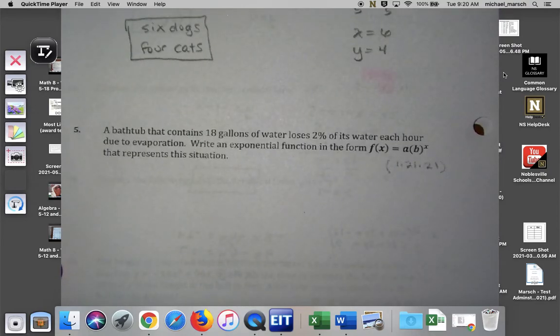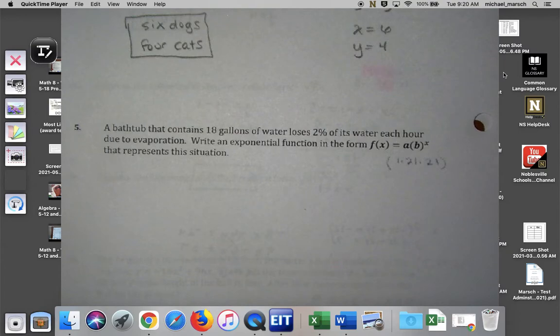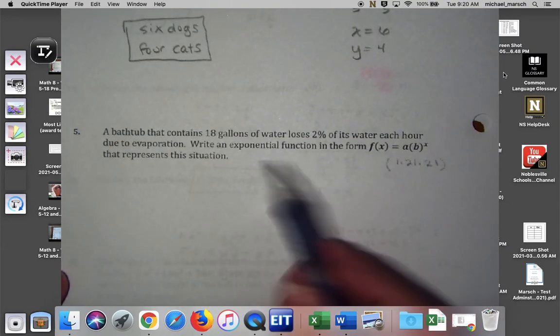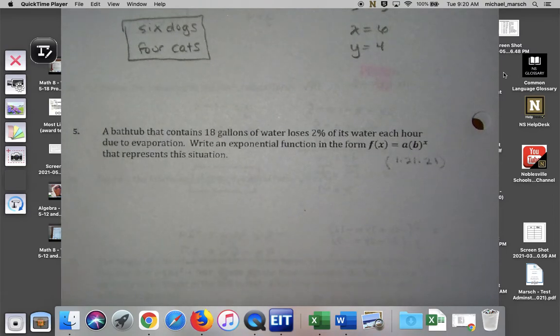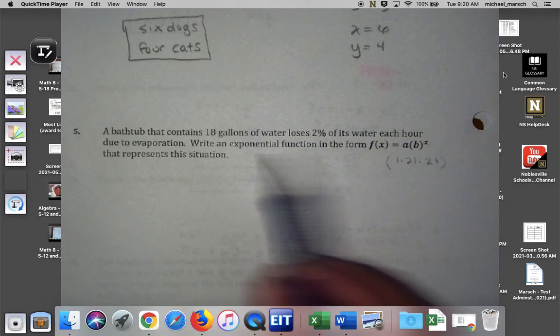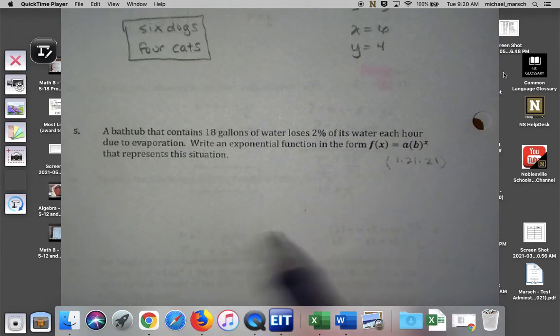All right, number 5, we have kind of like a mixture-ish type problem. It's kind of like exponential decay. So what they're looking for is, what would the function be? We're not actually solving anything. We're not going to find out how much water there is left after 7 hours even. We're just going to write a function that we could use to determine that.